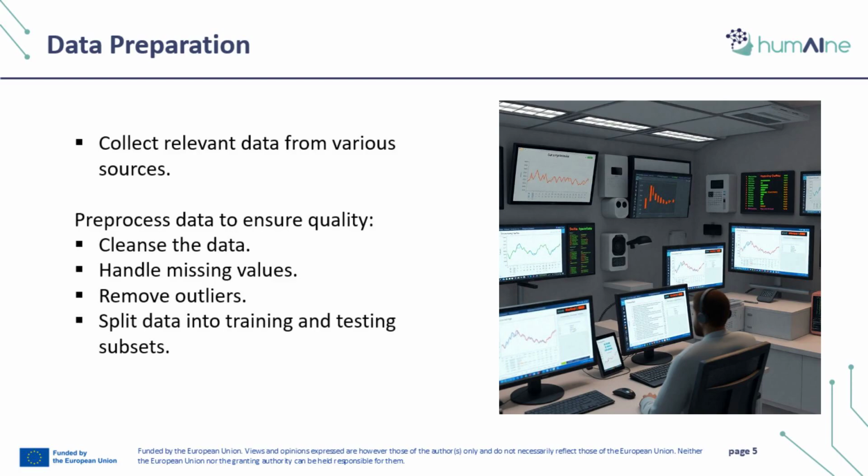Data plays a crucial role in swarm learning. Start by gathering relevant data from different sources and pre-process it to ensure consistency and quality. Cleanse the data, handle missing values, and remove any outliers. Also, split the dataset into training and testing subsets.